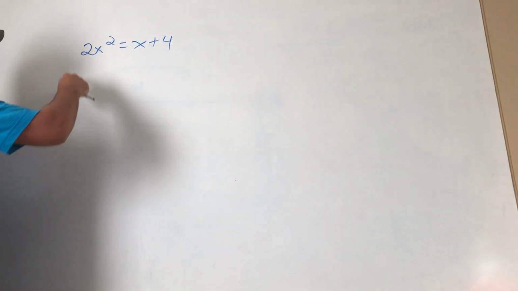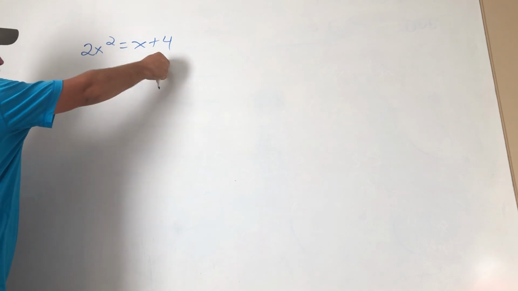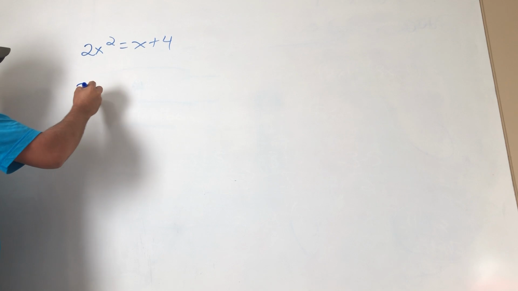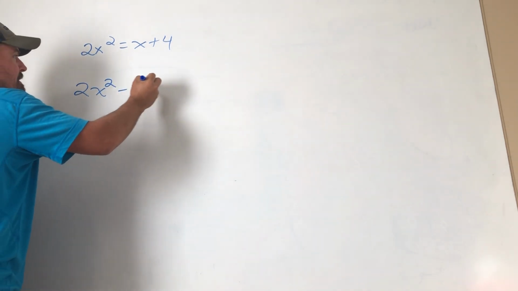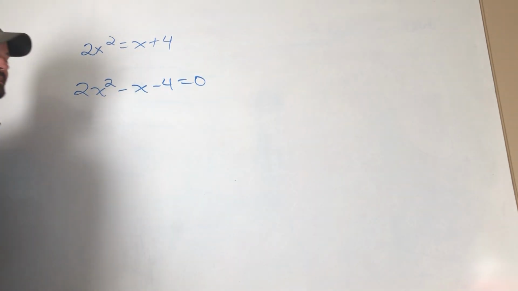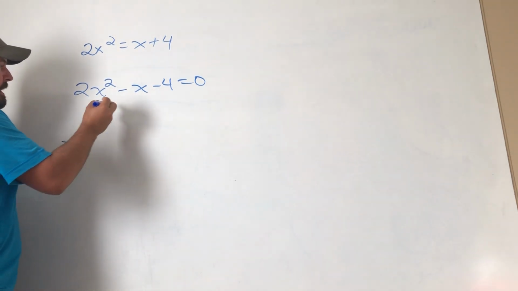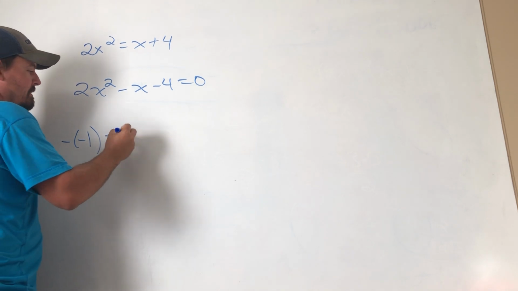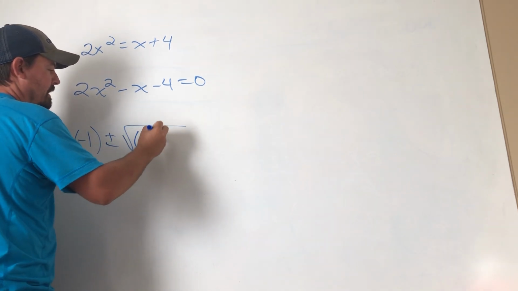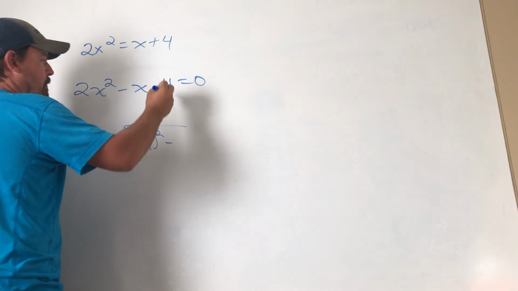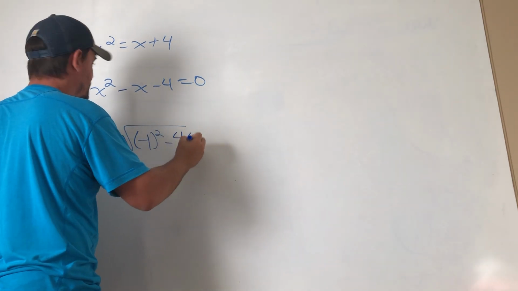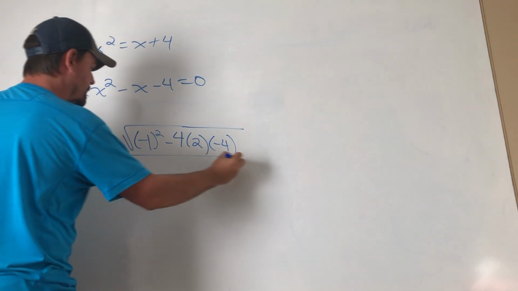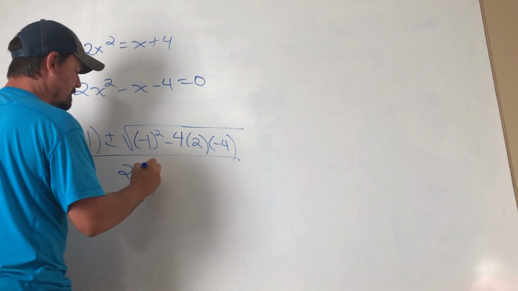Now it's important for us to get everything on the same side. We can take the 2x squared to the left, or we can bring these to the right. I always like keeping my a positive, so I'm going to go 2x squared minus x minus 4 equals 0. That's how I would do it. Now I'm looking at negative b. Negative b here is a negative 1. So plus or minus the square root of b squared, so negative 1 squared, minus 4 times a, which is a 2, times c, which is a negative 4, all over 2 times a, which is a 2.